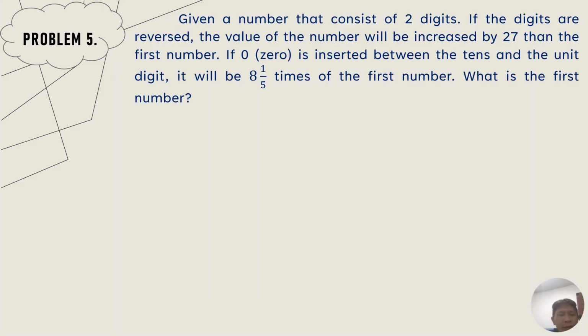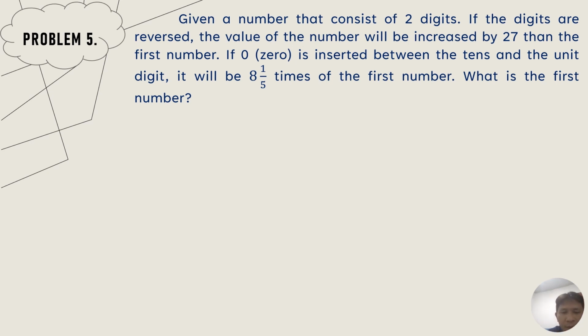Now let us see problem number 5. Given a number that consists of 2 digits, if the digits are reversed, the value of the number will be increased by 27 than the first number. If 0 is inserted between the tens and the unit digits or the ones, it will be 81 over 5 times of the first number. What is the first number?